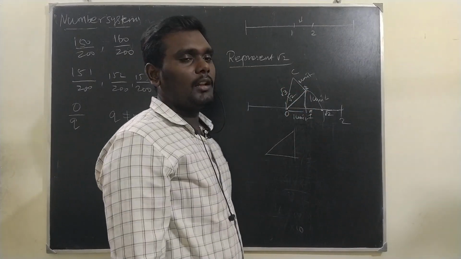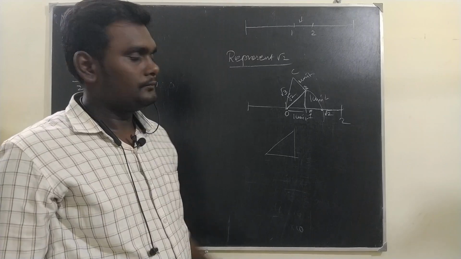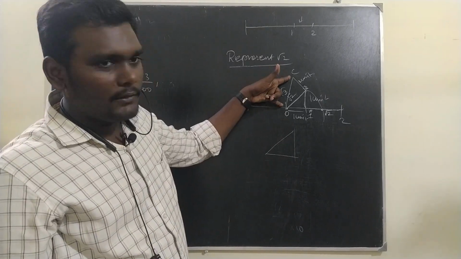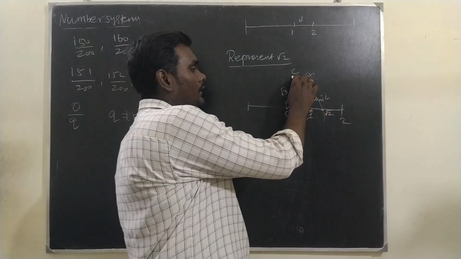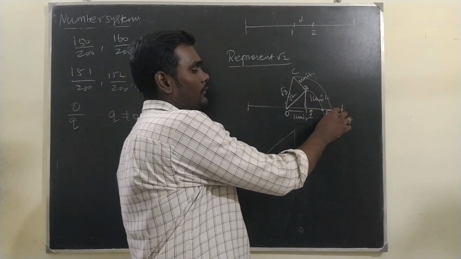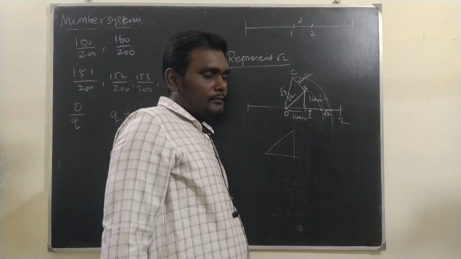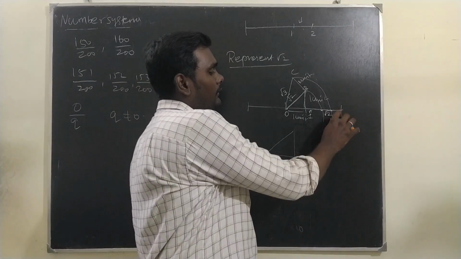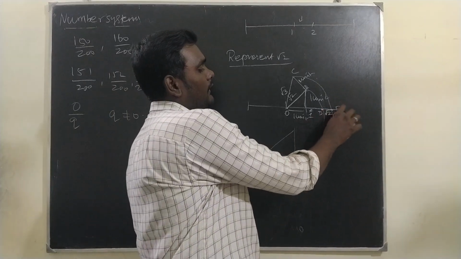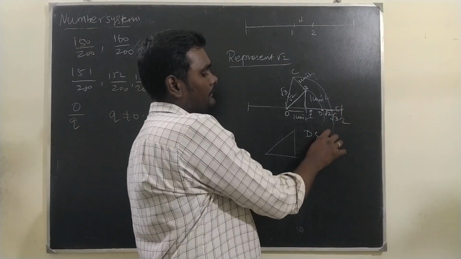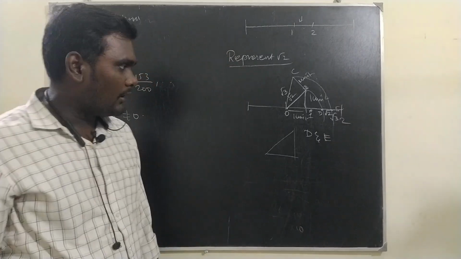Root 3. How to mark this root 3 on the number line? Like this, we can place our compass and intersect. Where will it intersect? Exactly near this 2, because the root 3 value is 1.73. So that is the place of root 3. We can say this is D, this is E. The points D and E represent root 2 and root 3. Like this you can write.